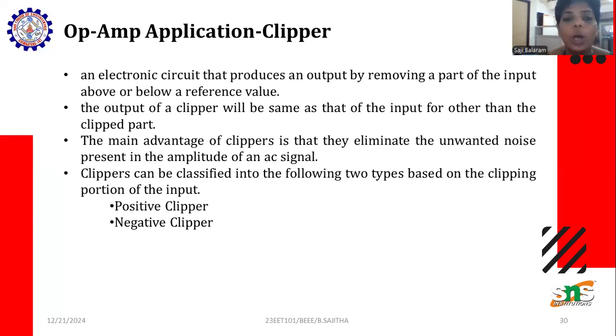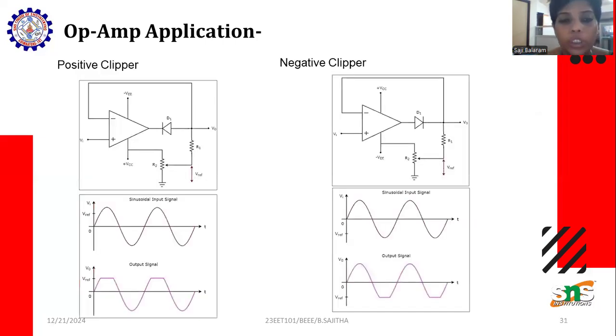That is, they are classified as positive clippers and negative clippers. As the name suggests, positive clippers are used to eliminate the positive portion of the input signal, and negative clippers are used to eliminate the negative portion of the input waveform and produce the output. Now, let us discuss in detail the positive and negative clipper circuits.